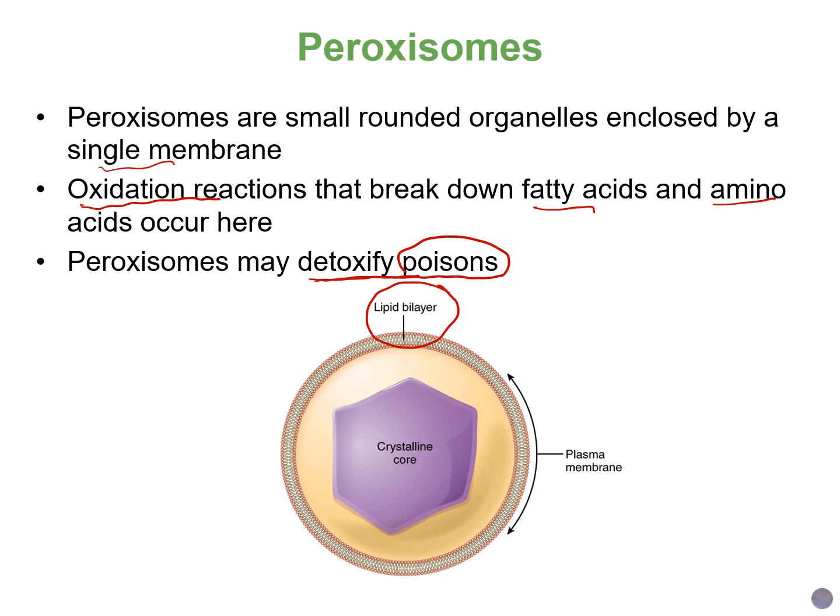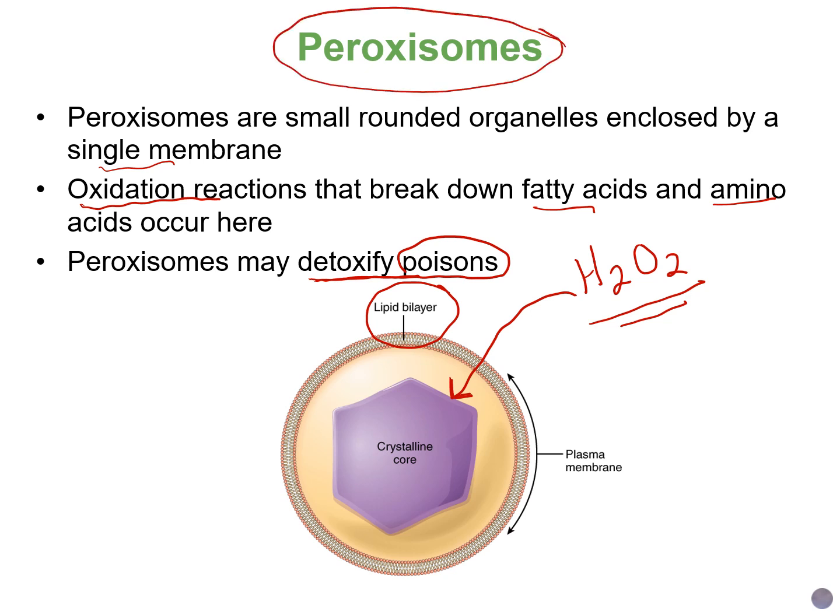Usually one byproduct that's generated because of these oxidation reactions is hydrogen peroxide, H2O2. And this is pretty damaging to cells and cell membranes, but as long as these reactions are happening inside of the peroxisome and hydrogen peroxide is inside the peroxisome, peroxisomes usually have enzymes like catalase that actually convert the hydrogen peroxide into water and oxygen gas, so it does not harm our cells.